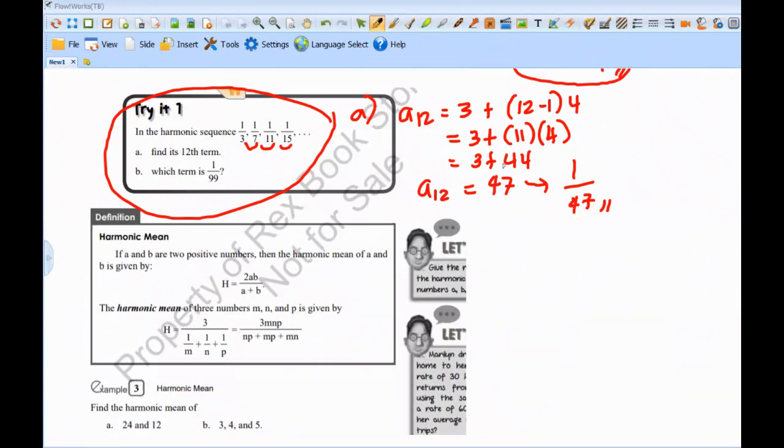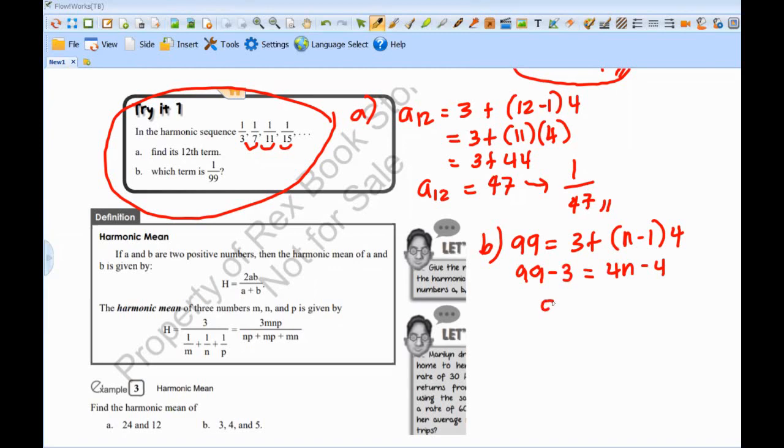Great. Okay, next. What about B? B is 1 over 99. Which term is 1 over 99? So let us do 99 as the... JL, what's the answer? Letter B. 25, sir. Okay, so we have 99 is equal to 3 plus n minus 1 times 4. So 99 minus 3 equals 4n minus 4.